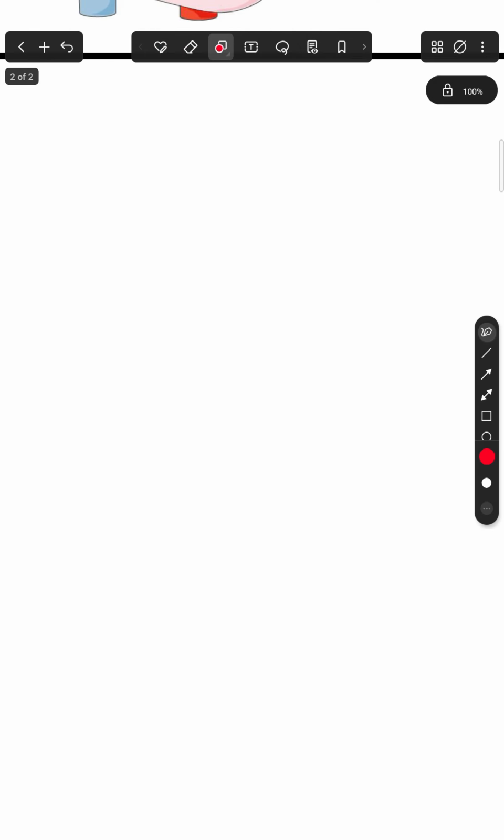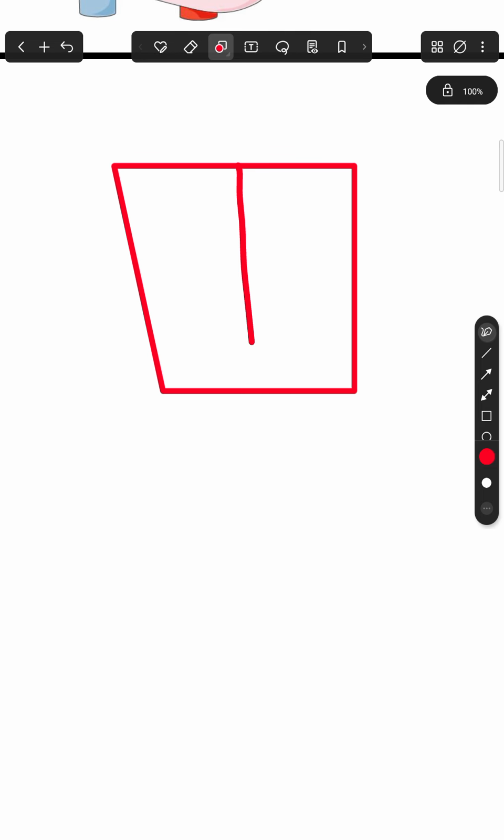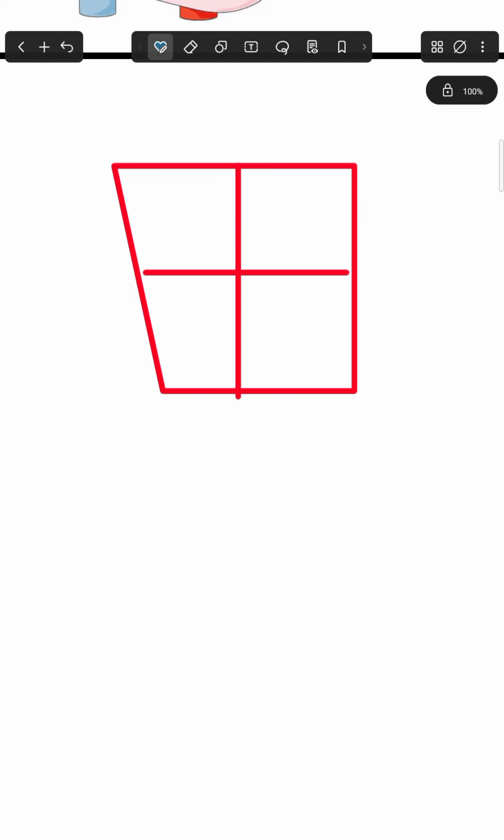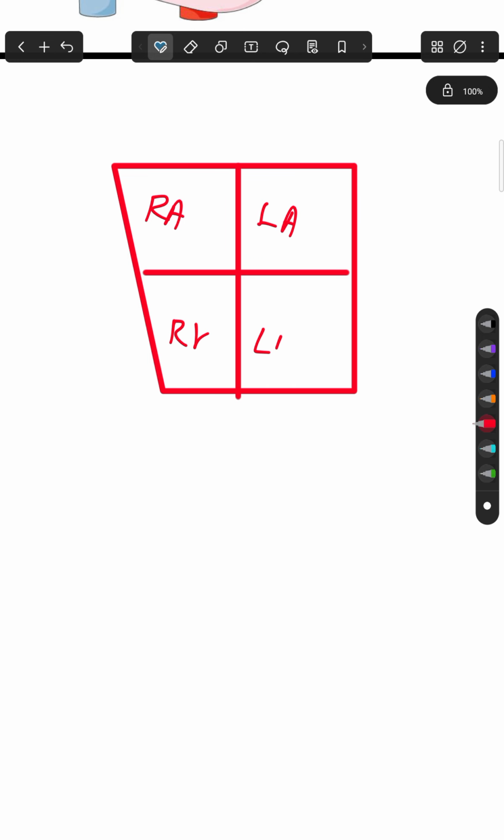So a quick way to learn it and to draw it is by drawing a square, and then you're going to divide it into 4 branches. So here we have the right atrium, here we have the left atrium, the right ventricle, and the left ventricle.